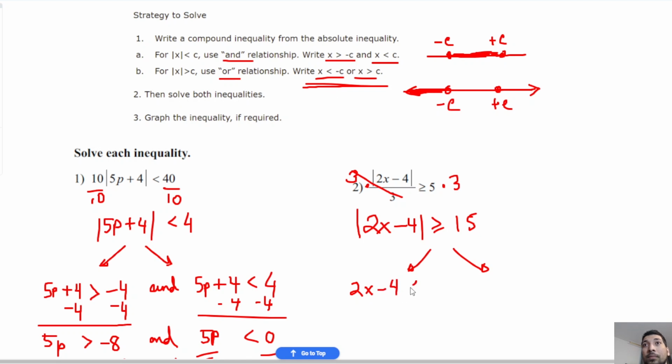less than or equal to -15, or 2x minus 4 greater than or equal to +15. So now that we have split it up, we'll just solve for the variable x.